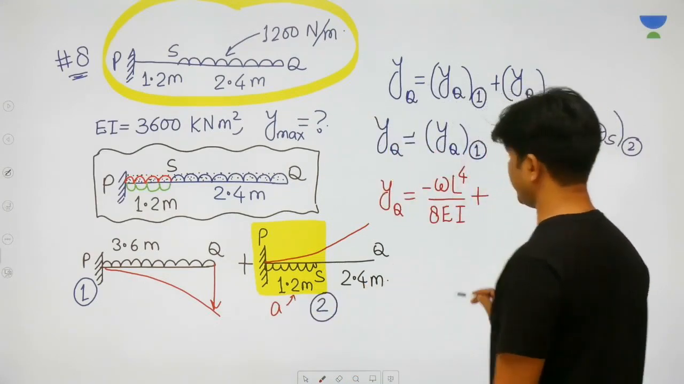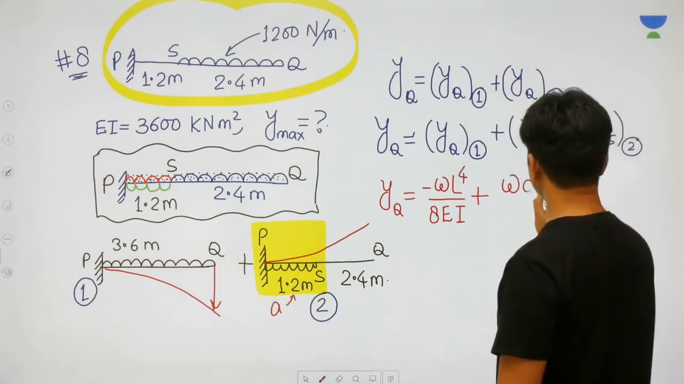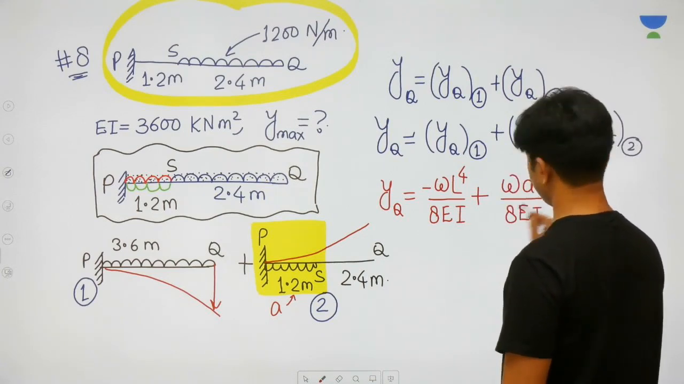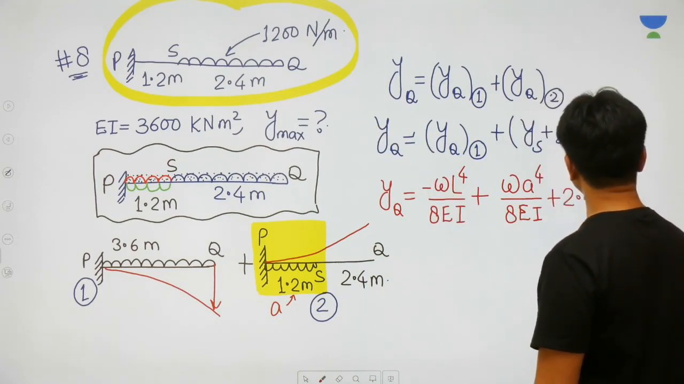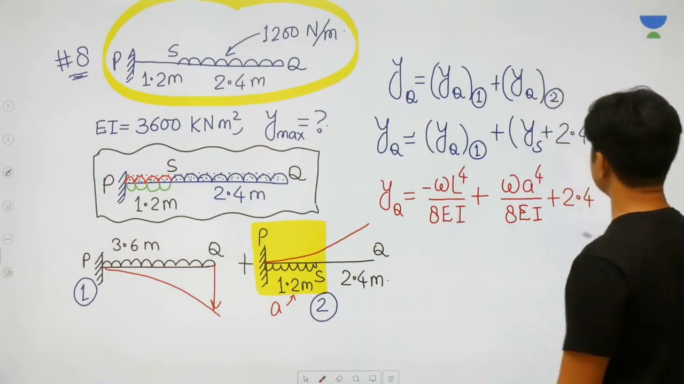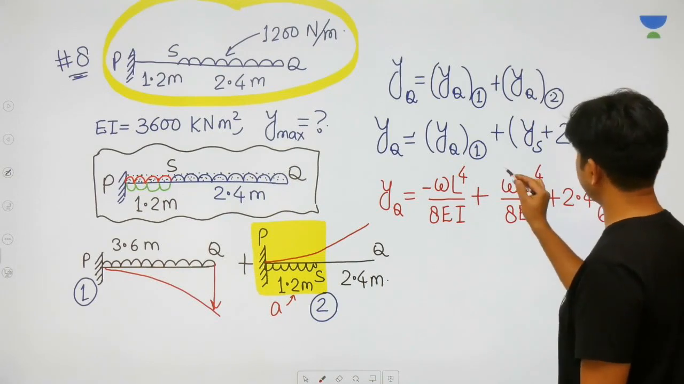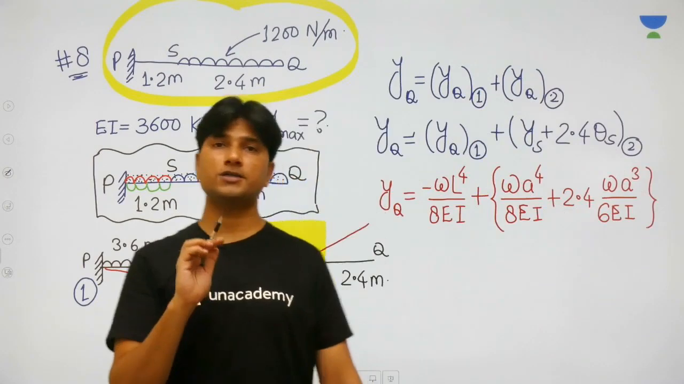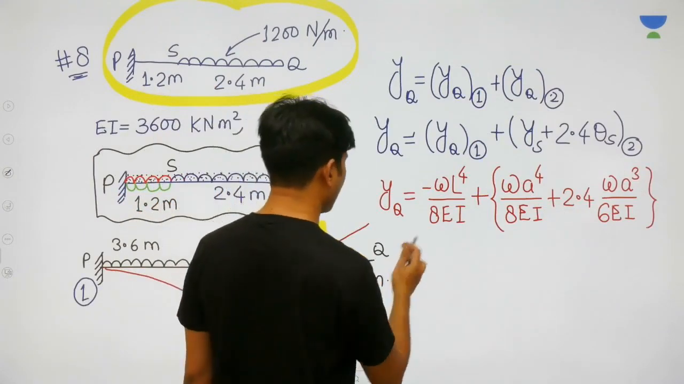Then we can write YS as what? For UDL, the standard result is omega L raised to 4 divided by 8 EI, and this is upward, therefore I'm taking positive. And then you have 2.4 theta S. What is theta S? Again using the standard result, theta S is omega L cube divided by 6 EI. Now you know all these values. Let us take omega and also EI common here.